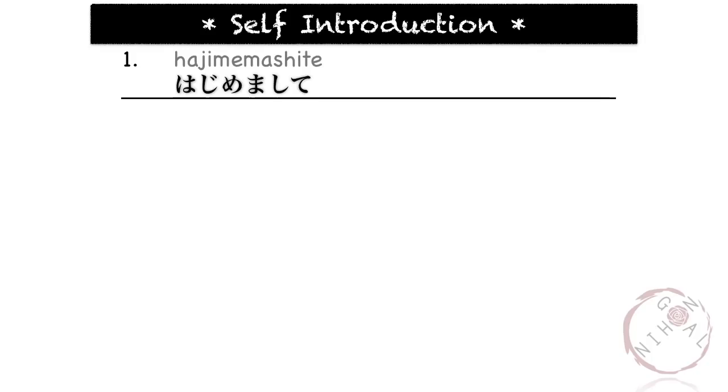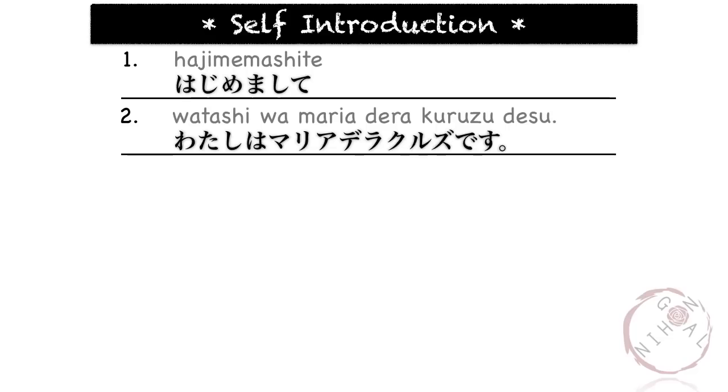The first word you will say is hajimemashite. So this means how do you do? But literally it's like for the first time. Hajimemashite. Usually you say this and then bow, or you can say this while bowing. So hajimemashite, and then tell them your name. Watashi wa, for example, Maria de la Cruz desu. Watashi wa Maria de la Cruz desu. I am Maria de la Cruz.